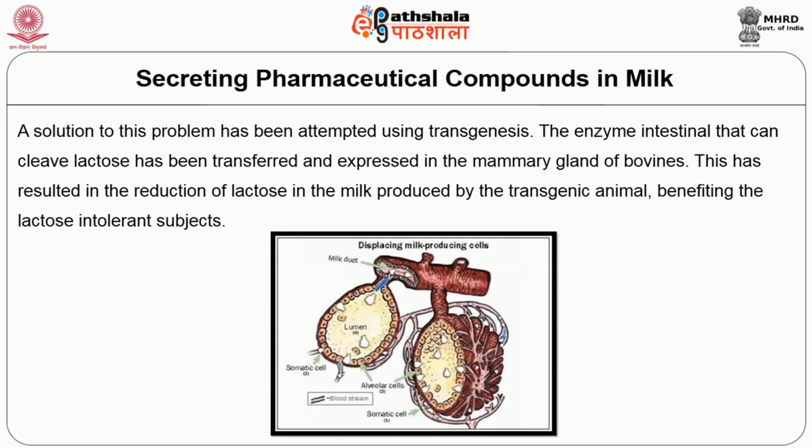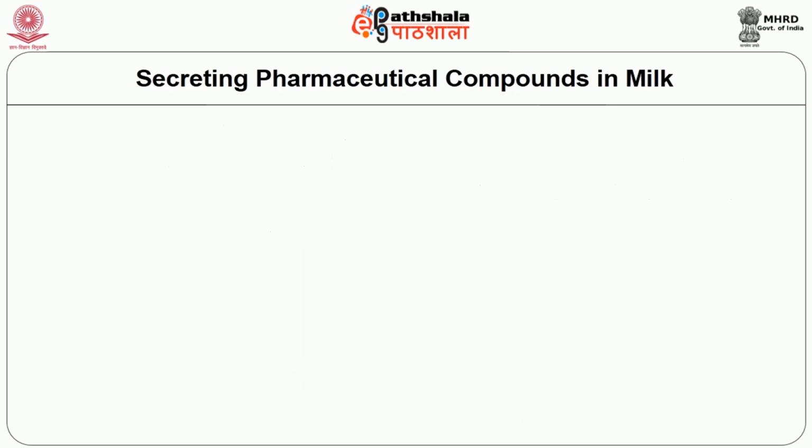A solution to this problem has been attempted using transgenesis. The enzyme intestinal cleaving lactase that can cleave lactose has been transferred and expressed in the mammary gland of bovines. This has resulted in the reduction of lactose in the milk produced by the transgenic animal, benefiting the lactose intolerant subjects.